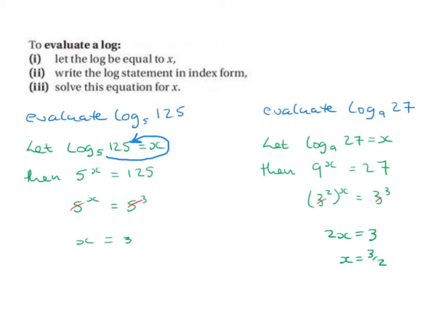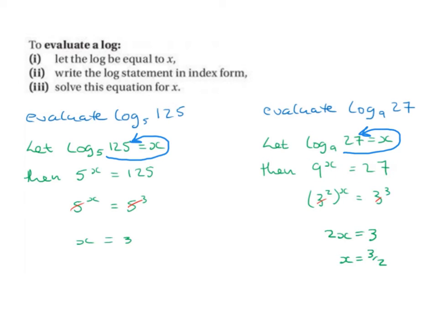And then our last example, we're going to evaluate log base 9 of 27. Again, let it equal x, rewrite our log in index form. Again, we start with the base of 9, we wrap around the x, past the equals, and end up with 27. So 9 to the power of x is equal to 27.